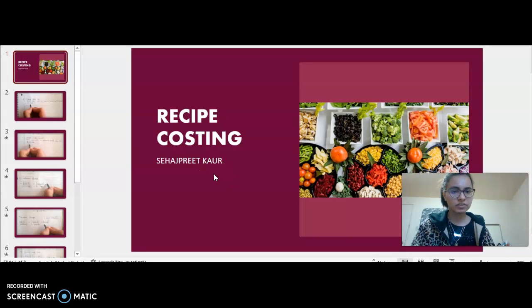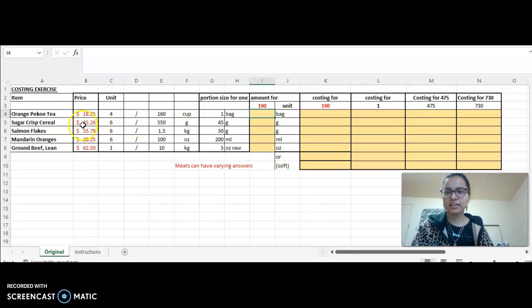Hello everyone, so today we are going to learn about recipe costing, that is about how to calculate the cost of ingredients we need to make a recipe for a particular amount of people. So first of all, here is the Excel sheet we have, and here we are provided with 5 ingredients and we are provided with the price and the unit.